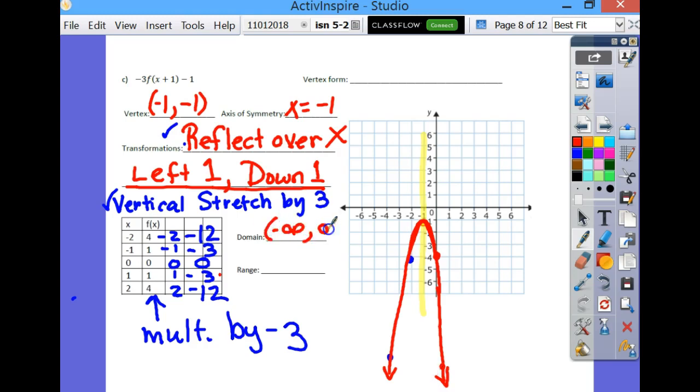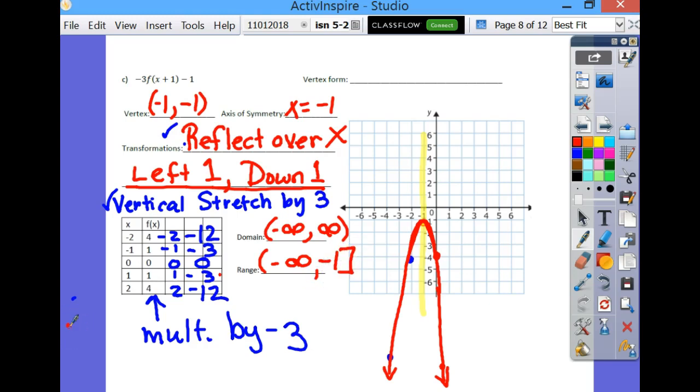The domain is always the same. But does this one go to positive infinity? It is pointing down, so it is going to negative infinity because it's pointing down. And now this point right here is not at the bottom, it's at the top. The top point is at -1.